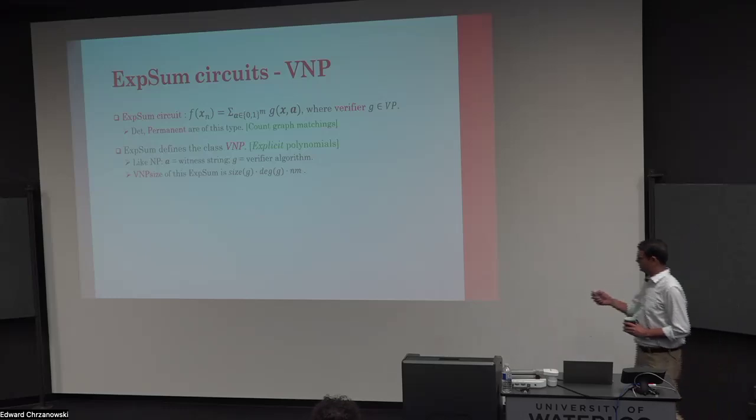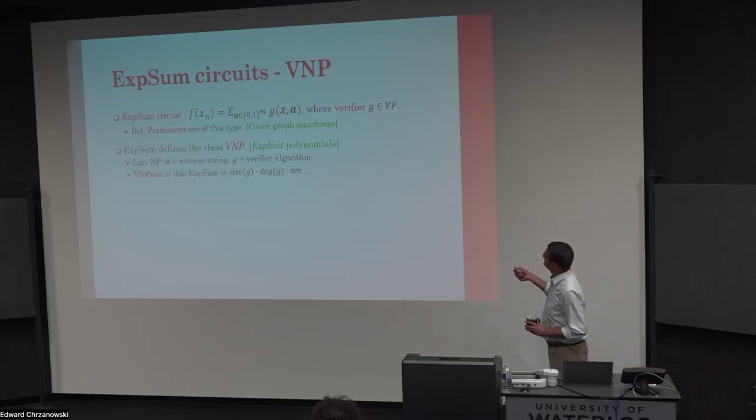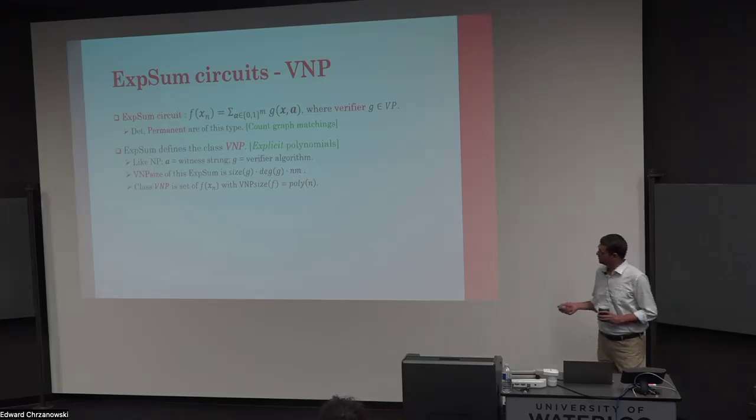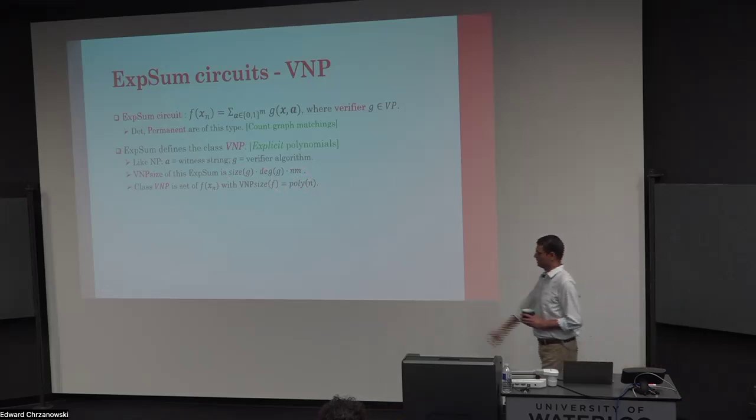I did not say that, but maybe it is already there in this expression. Yes, it's written. So VNP basically contains all those polynomials whose VNP size is polynomial in the number of variables. All these things, the size of the verifier, the degree of the verifier, and the number of witness variables, everything should be polynomial in N. So these three things, size of G, degree of G, and M, should be polynomial in N. N is the key parameter, and everything else should be bounded with respect to that. That polynomial is then called a VNP polynomial.